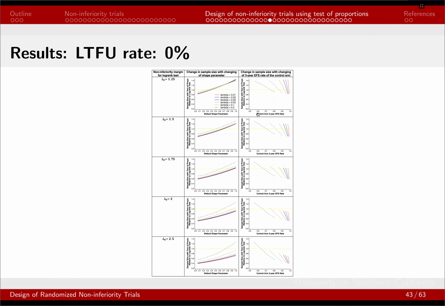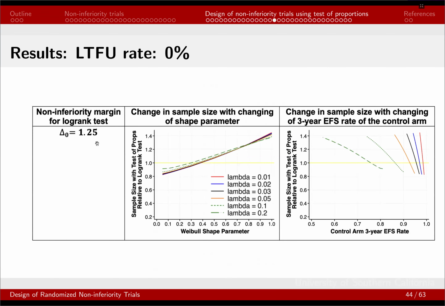So these are our results. We first focus on a loss to follow-up rate of 0%, meaning no patients are lost to follow-up. In this figure, we have hazard ratio margins of 1.25 up to 2.5. Let's first look at a hazard ratio of 1.25. There are two figures here on the left. On the y-axis, we present the ratio of the sample size for tested proportions relative to the log-rank test.